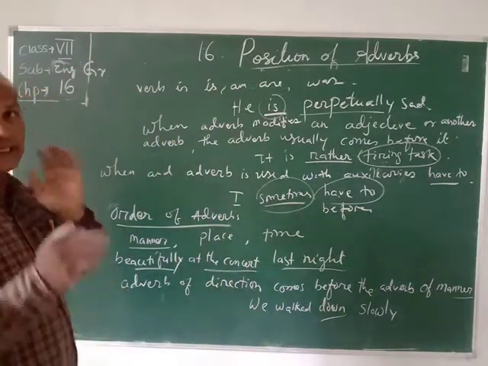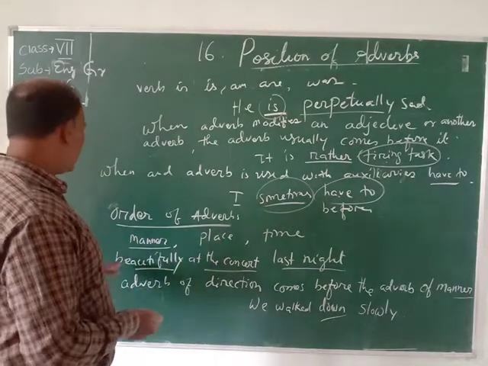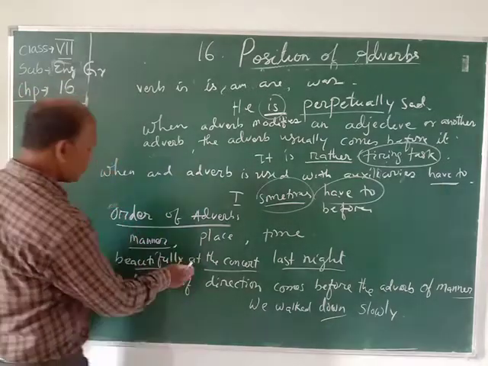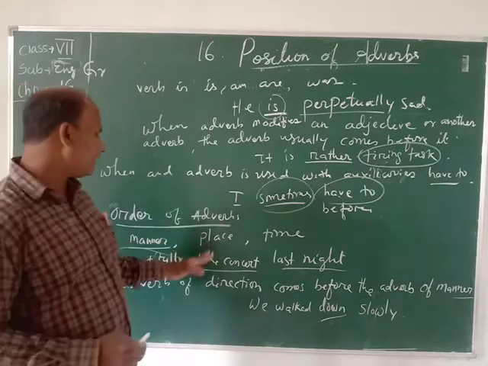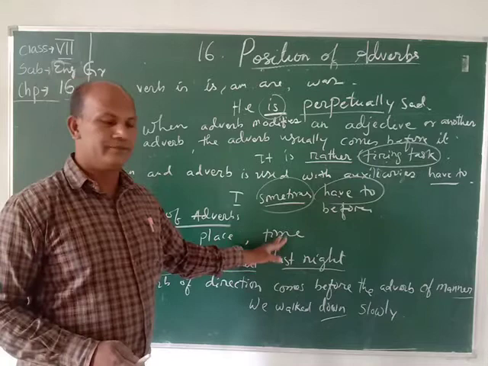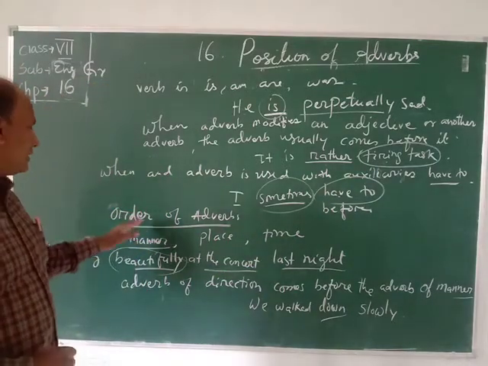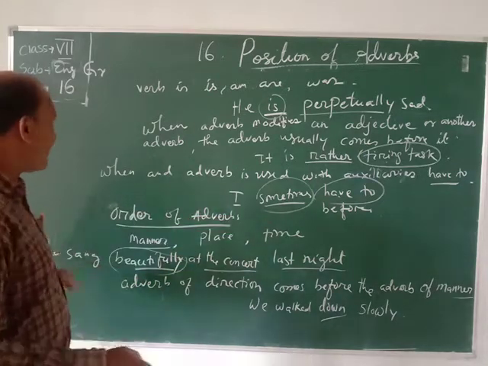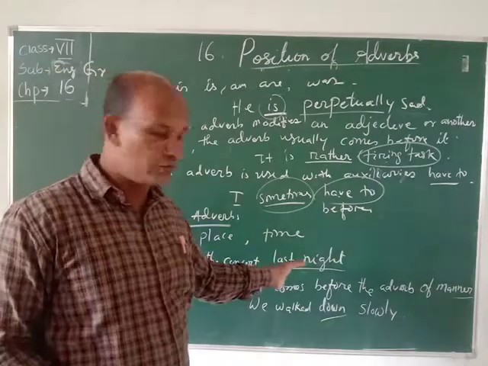You know how to arrange the order? First manner comes, and then place, then time. Just like she sang beautifully at the concert last night. Here the adverb beautifully came first, she sang beautifully. Where did she sing? At the concert, in the place. When did she sing? Last night, time. Means when we use adverbs, the order is manner first, then place, then time. She sang beautifully at the concert last night. We have to know these rules.